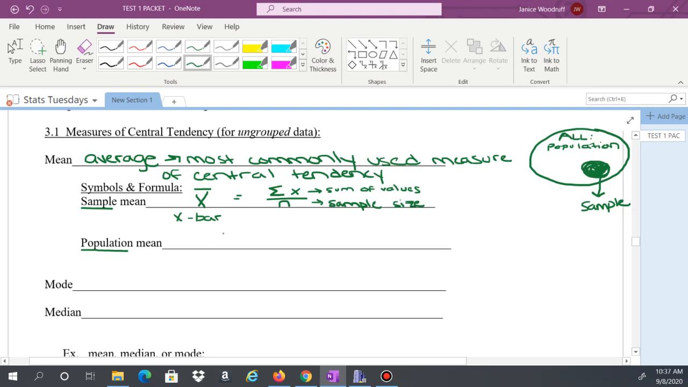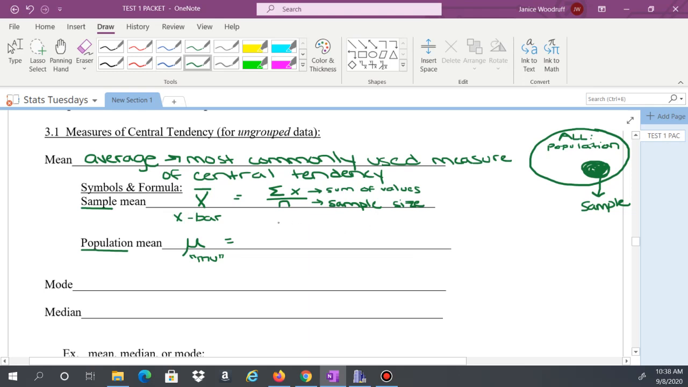Population has a different symbolism. This is the symbol for population. It's kind of like a U, but with a long tail in the front. This is the Greek lowercase m, which we pronounce mu. In general, when we're looking at all of the formulas throughout statistics, when we're referring to a population, we're going to use Greek letters in symbolism. And when we look at a sample, we're typically using English letters.